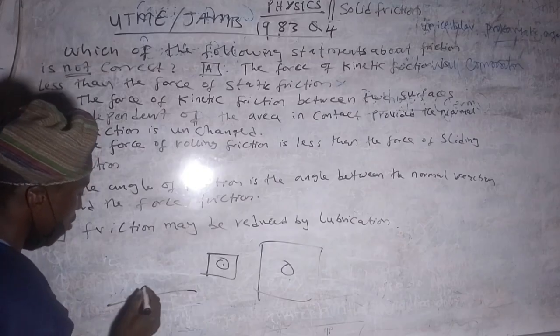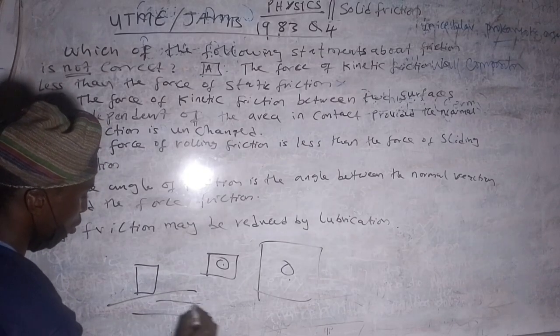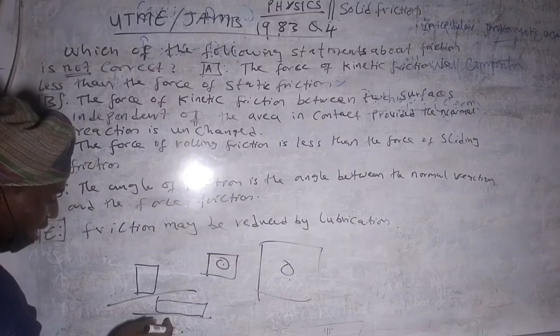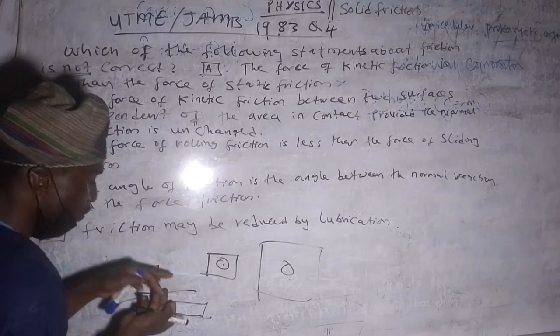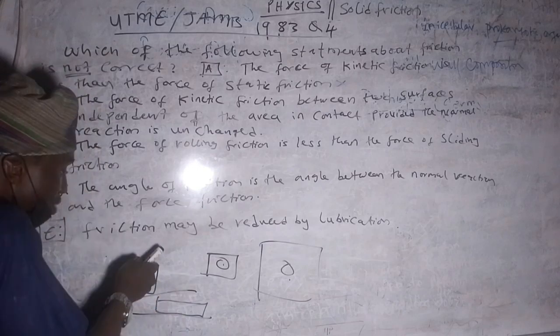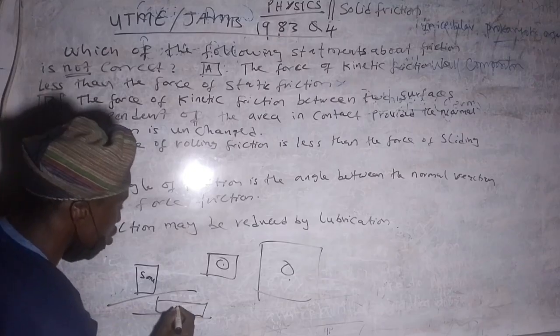If you have a table like this, put the block like this. Or have a table like this, put the block flat like this. The friction between this block and the table is still the same, because you did not change the block. You only change the surface area of the block. If you change the surface area, the weight of the block is still the same. Do you remember? If the weight of the block is 50 Newton, this one is also 50 Newton.